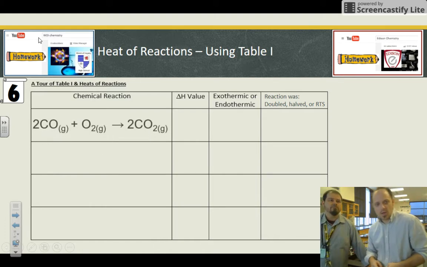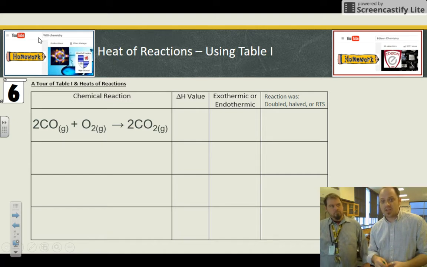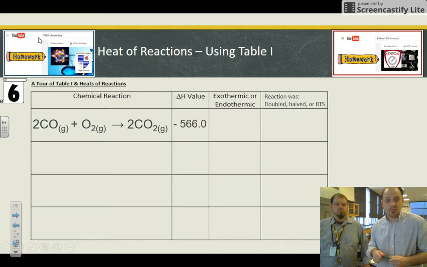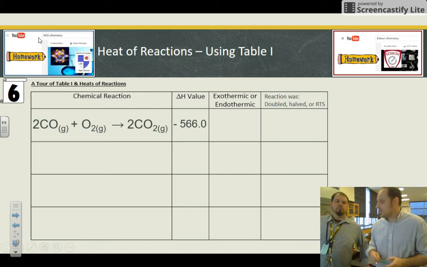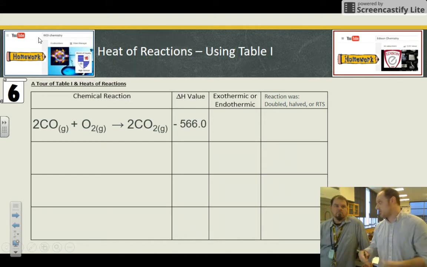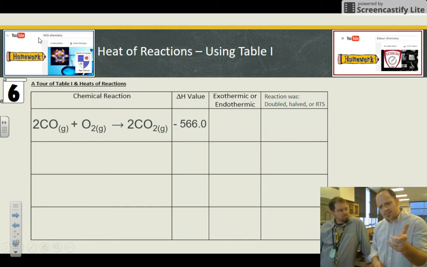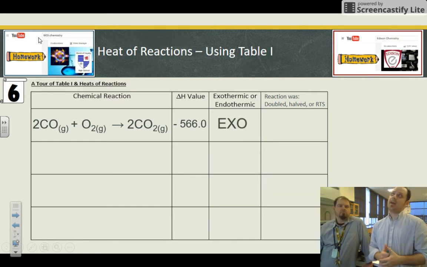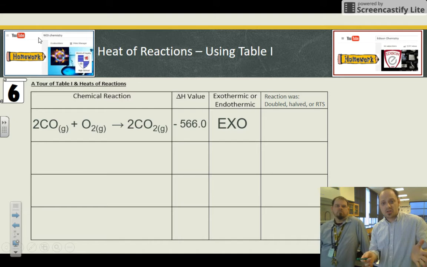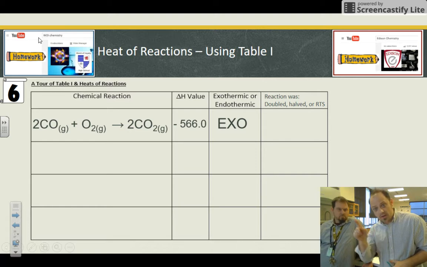Cool. So here's that same chemical reaction that we've seen before. The delta H value that we would see written off of our Table I is negative 566 kilojoules per mole. It releases a lot of energy when this happens because carbon dioxide is very stable. Now all I've got to do is look at the sign to tell you if it's exo or endo. Oh, it's a negative sign, so that's exothermic. And this reaction was just straight up the same, so it remains the same. Write that in that last box there.